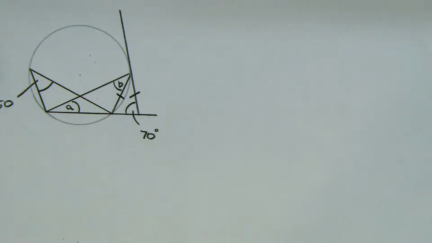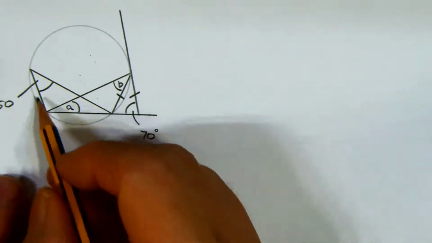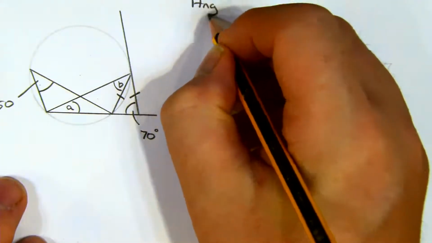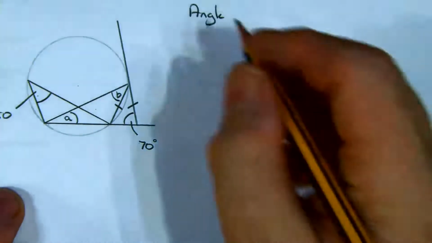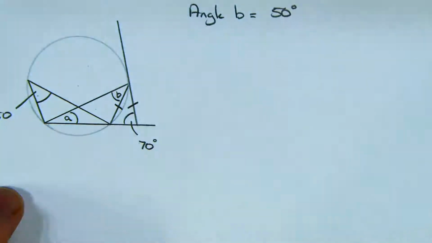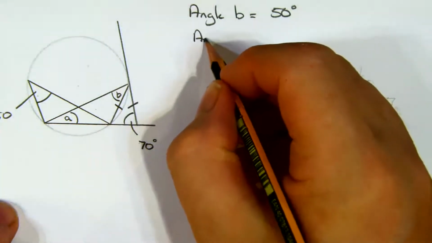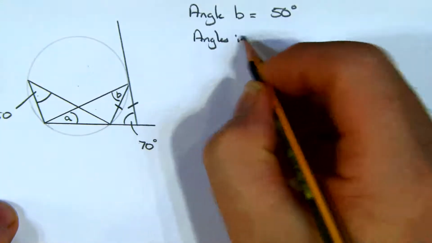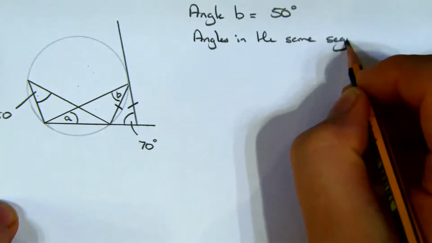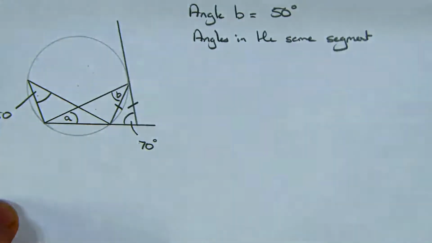Oh, well, I've made my life really quite easy, haven't I? Because these are the angles in the same segment. So I can say that angle B equals 50 degrees. And the reason it's going to equal 50 degrees is they are the angles in the same segment. So that was nice and easy.